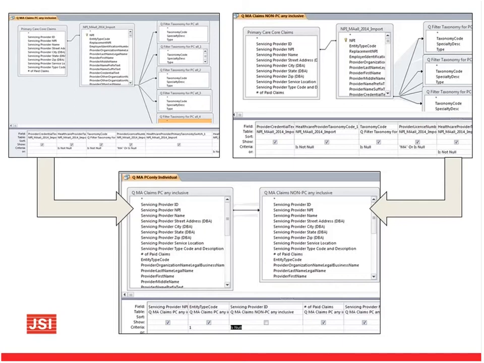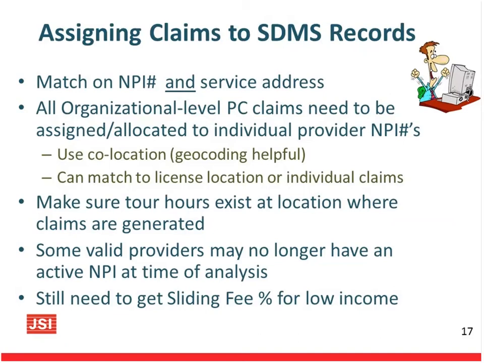Last bit on assigning claims, I want to make sure I leave some time for questions, so I'm going to stop before I go into this next section. But assigning claims to the SDMS records, just a few thoughts. It's a complicated process, that's all I'll say, more than you would think it would be. I basically feel like you have to match on the MPI and the service address. Again, with the MPI, you might find that provider working at multiple places in your claims data. You want to make sure you're putting those claims where they were actually generated, not wherever SDMS has that provider. So that's an important and somewhat complex process.